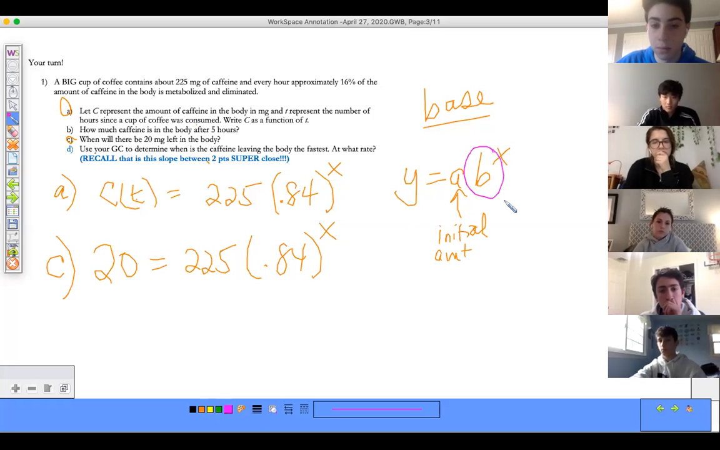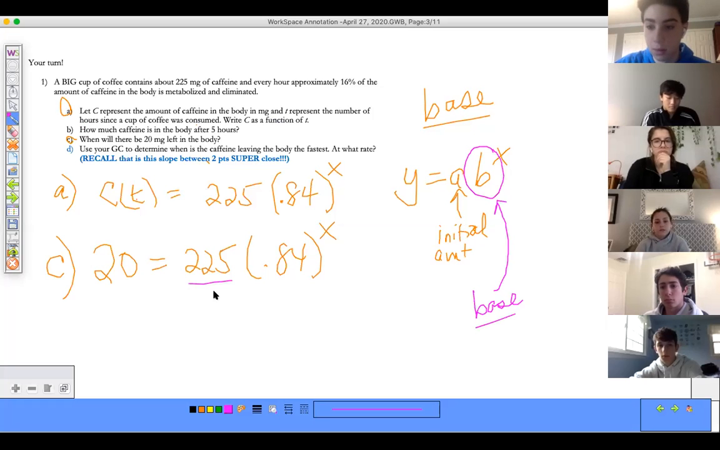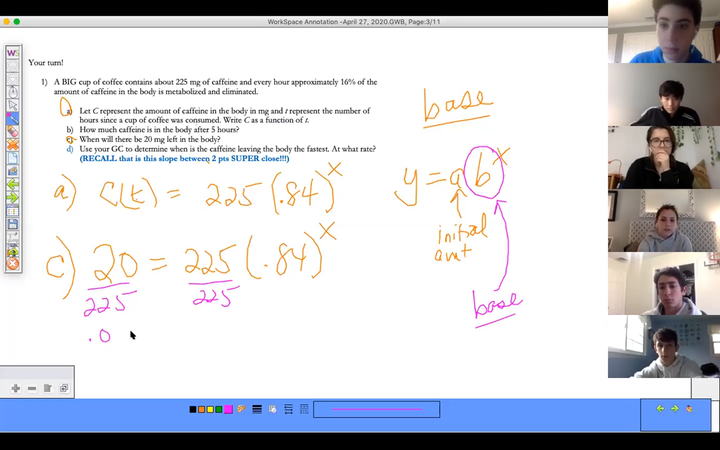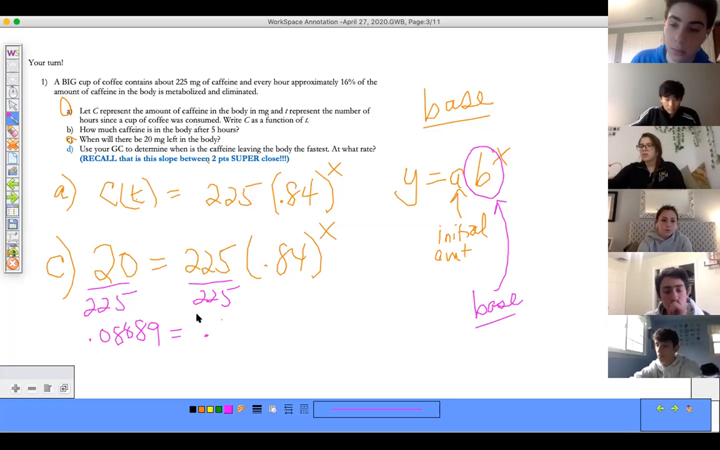What does this b here represent? Everybody? The base. George, what is the base of this function? So now everybody else, we're going to divide both sides by 225, and 20 divided by 225 is equal to 0.08889, and that's going to be equal to 0.84 to the x power.